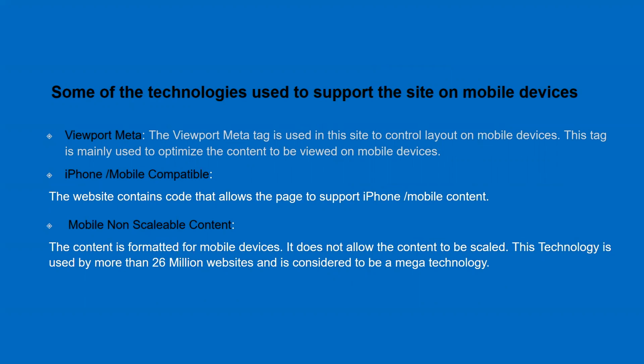Some of the technologies used to support the site on mobile devices. Viewport Meta. The Viewport Meta tag is used in the site to control layout on mobile devices. This tag is mainly used to optimize the content to be viewed on mobile devices. The website also uses code that allows the page to support iPhone mobile content by using the iPhone mobile compatible tag. Then mobile non-scalable content. The content is formatted for mobile devices. It does not allow the content to be scaled. This technology is used by more than 26 million websites and is considered to be a mega technology.